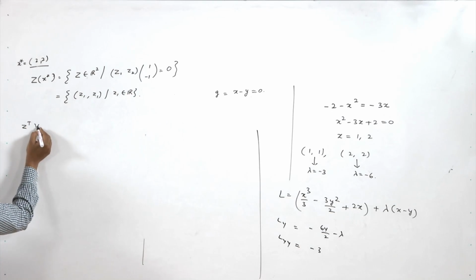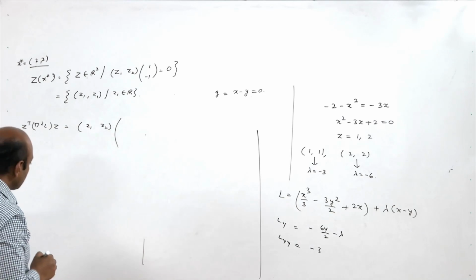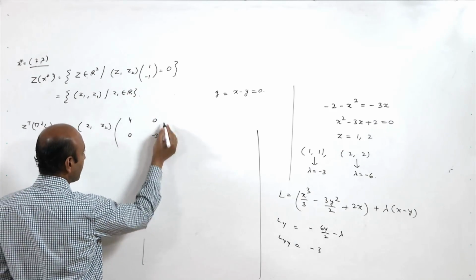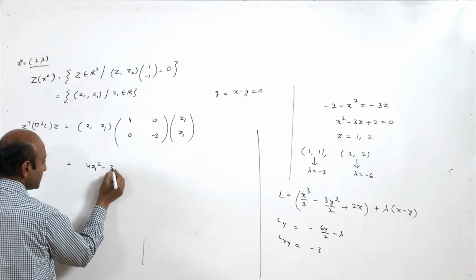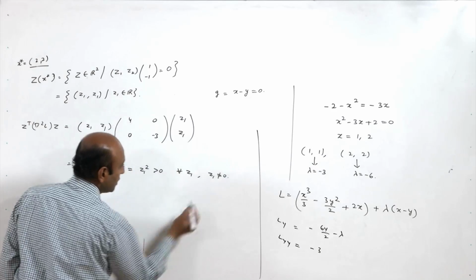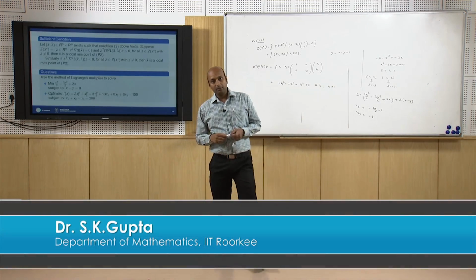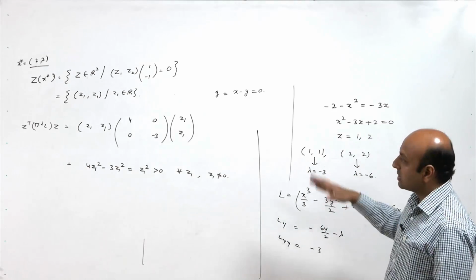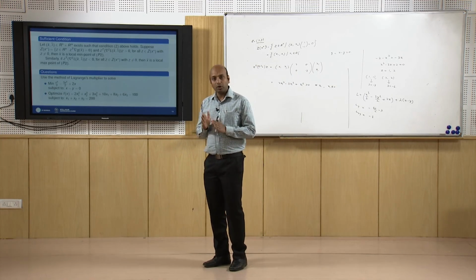When you find Z transpose Hessian matrix of L with Z, this is nothing but Z1 Z1 times the Hessian matrix of L at 2 comma 2, which is 4 0 0 minus 3, times Z1 Z1, because both are the same. So, it is 4 Z1 square minus 3 Z1 square, which is Z1 square, which is positive for all Z1 not equal to 0. So, this is positive, which means the first condition holds, so this is a point of local minima. The point 1 comma 1 is a point of local maxima and 2 comma 2 is a point of local minima. In this way, using the Lagrange function we can easily check whether a point we have found is a point of local maxima or local minima.